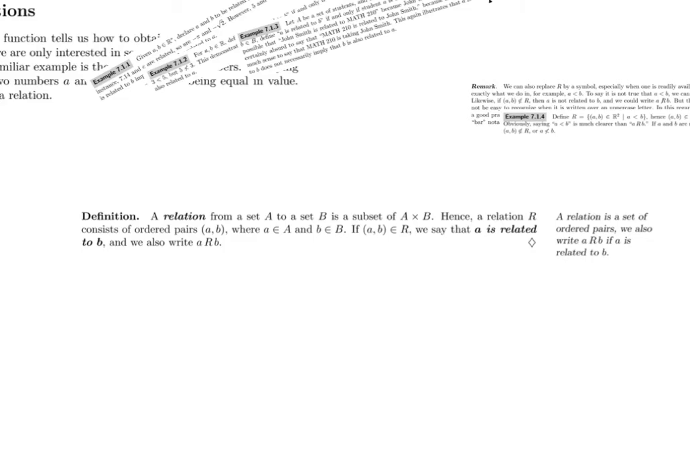So let's look at the formal definition of a relation. A relation from a set A to a set B is a subset of A cross B, the Cartesian product of A and B. So anything in capital R is an ordered pair (a, b), where little a comes from capital A and little b comes from capital B. So whenever we say the ordered pair (a, b) is an element of R, we're saying a is related to b, and we also write aRb. So there's that connection we made in the first slide.